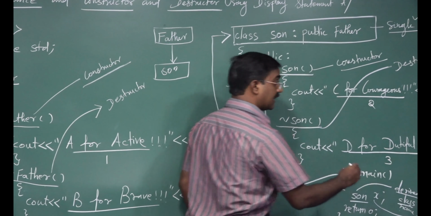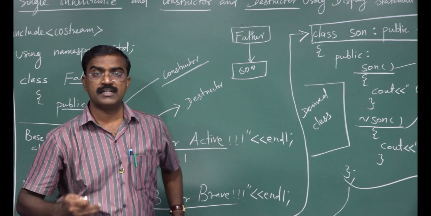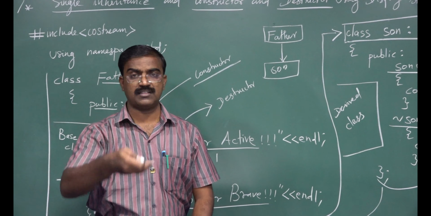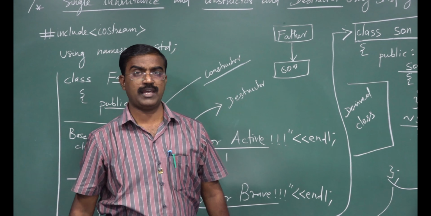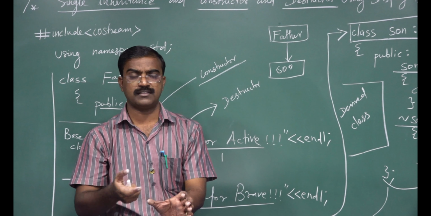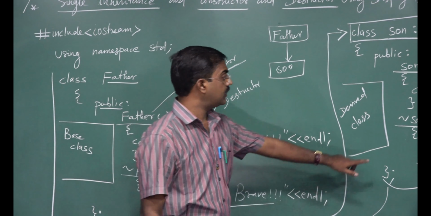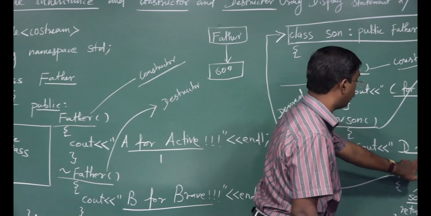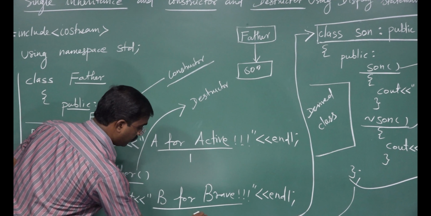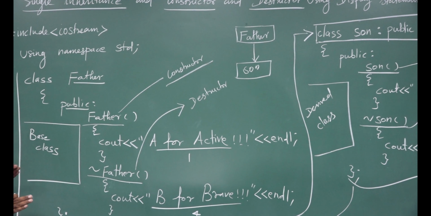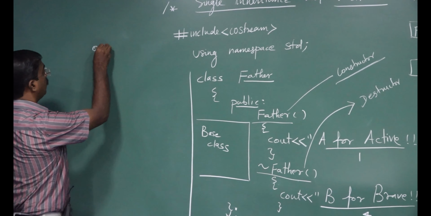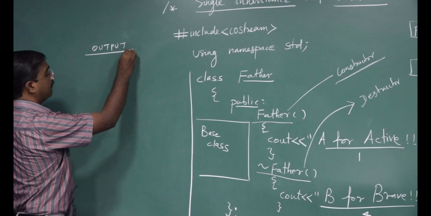Why? Because constructor means order-wise, destructor means reverse order. Constructor means ascending, destructor means descending. The constructor process will show output in order-wise. Destructor means reverse order. That's why C for courageous and then D for dutiful, and then return back here finally. This is the fourth output. So the final conclusion, it will come to the output in this program.